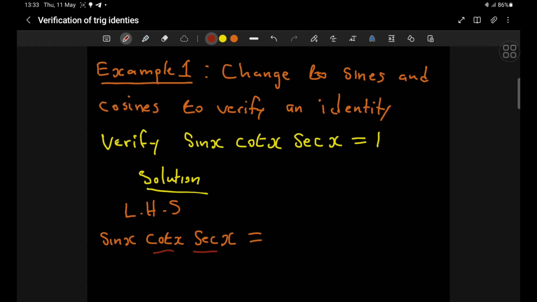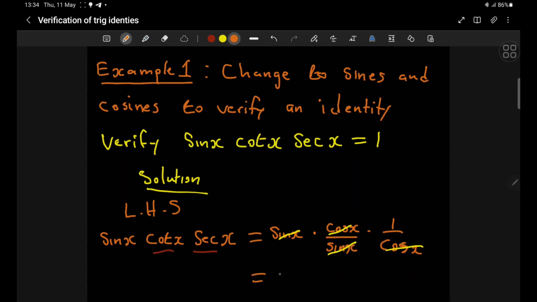So let's do that. We're having sine x. So cot x is cos x over sine x, and sec x is just 1 over cos x. From here we can identify what's common, so we can divide. Sine x divides with sine x, cos x divides with cos x, and we only have 1 left, which is everything is 1.